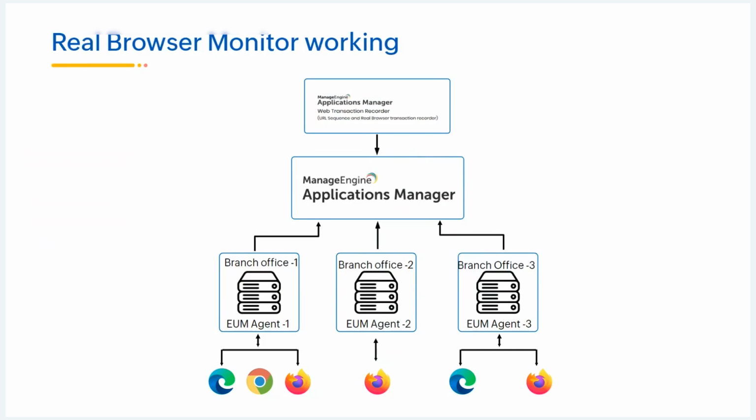Also, end user monitoring agents provide enhanced visibility into the user experience and help you to identify potential performance issues. These agents can be installed in branch offices across different cities or directly on the end user systems as well. All that is required is a secure HTTPS connection between the agent and the Applications Manager server. Now, let me take you to the user interface and show how this real user monitoring works exactly.